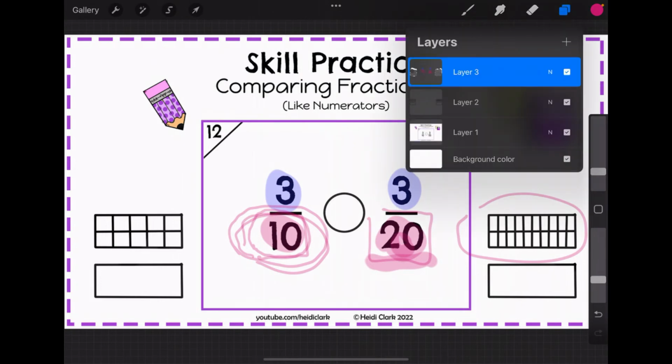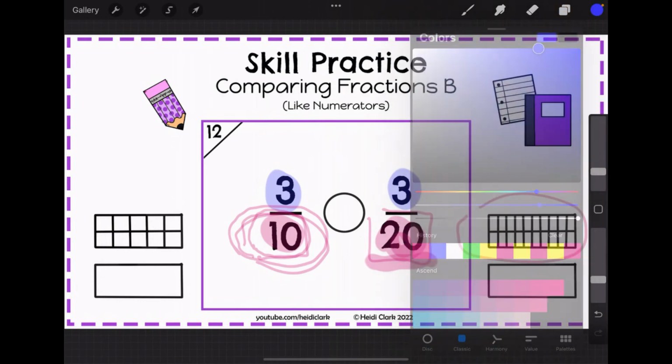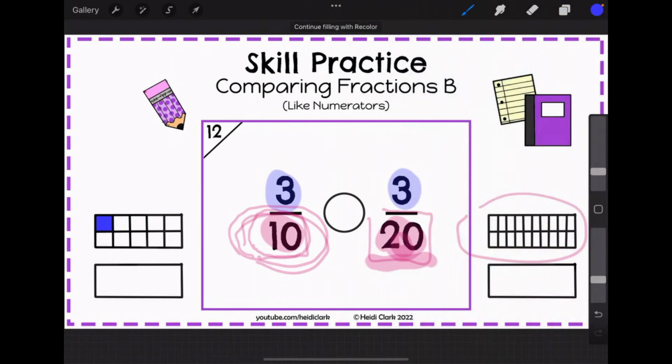So let's go ahead and fill that in. So on the left here, you're getting 3 of these. We can fill in any 3, but that's what that piece looks like. And on the right here, you're going to get 3 of these, but the pieces are tiny because the denominator is so big. So 3/10 is the bigger fraction.